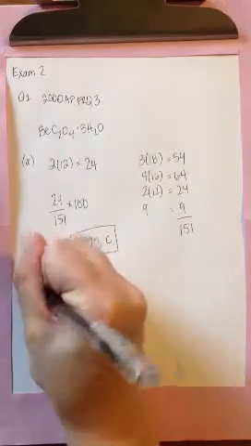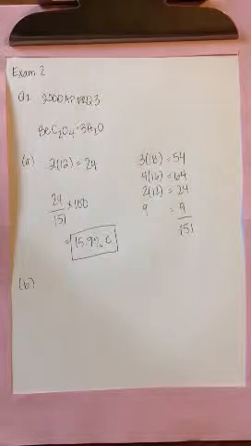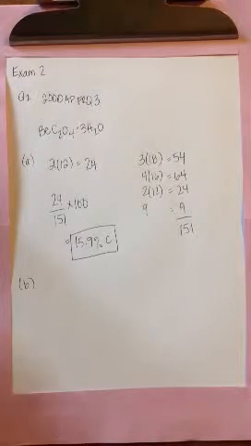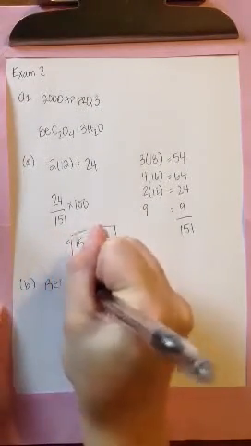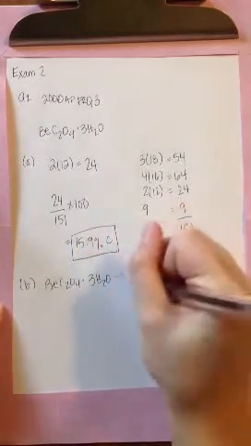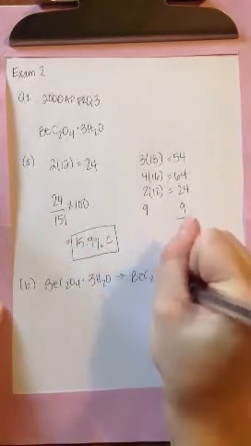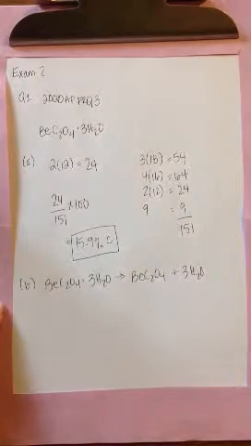Now if I look at part B, it says if 3.21 grams of it is heated, calculate the mass of the solid form. So basically I'm getting rid of the water part. So I have BeC2O4 times 3H2O goes to BeC2O4 plus 3H2O. So I'm getting rid of the water when I do this.